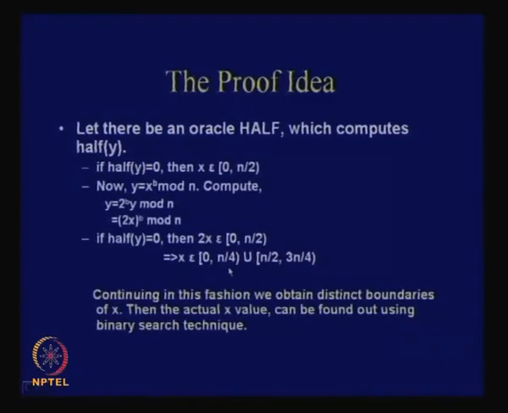This is clear, right? 0 to n by 4, this is clear. Yes or no? The first part is clear, right? If it is 0 to n by 2, then straight away division gives you n by 4. The other part is also quite easy, because you take n by 2 and multiply with 2, you get n. You multiply 3n by 4 with 2, you get 3n by 2, but you are taking modulo n, right? Therefore, it lies in the first half, right?